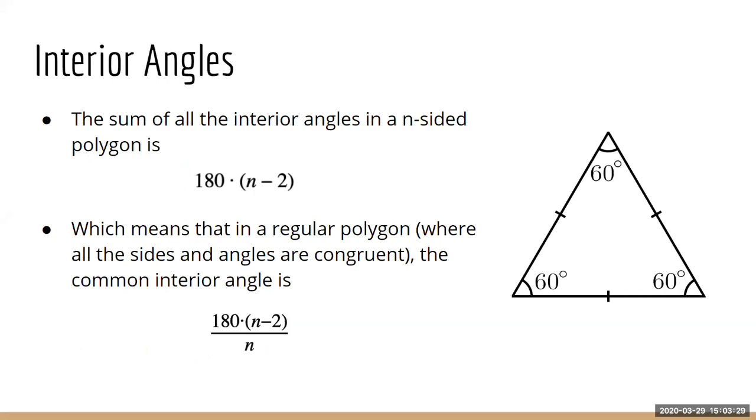So that means that for a regular polygon, for example, an equilateral triangle or a square, the common interior angle is the expression below. All right, so I'll take a minute to look at this. Hopefully this is a review.